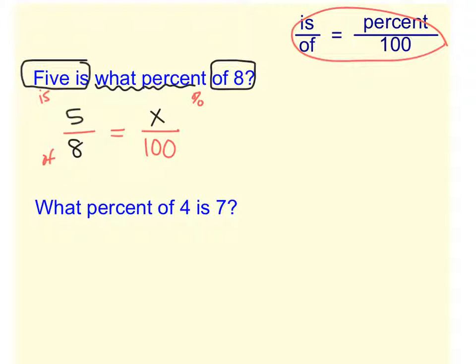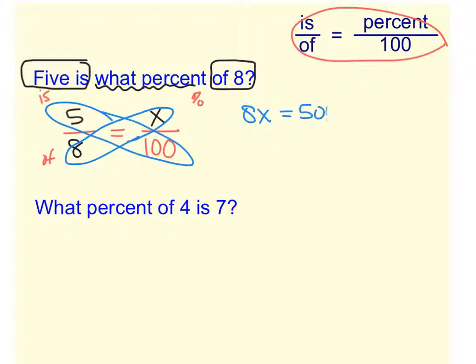The good news is all of these will be simple proportions, so that's kind of nice. We're going to cross multiply. 8 times x is 8x equals 5 times 100 is 500. And now we just have one step to solve for x. We're going to divide both sides by 8. So x equals 62.5. So decimals are okay when you're using the percent proportion.